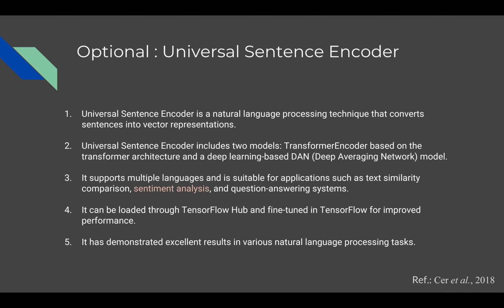The universal sentence encoder is a natural language processing technique that converts sentences into vector representations. This allows for easier processing of a large amount of text data. The USE includes 2 models, the transformer encoder based on the transformer architecture, and a deep learning based DAN model. These models support multiple languages and are suitable for applications such as text similarity comparison, sentiment analysis, and question answering systems. One of the benefits of the USE encoder is that it can be loaded through TensorFlow Hub and fine-tuned in TensorFlow for improved performance.